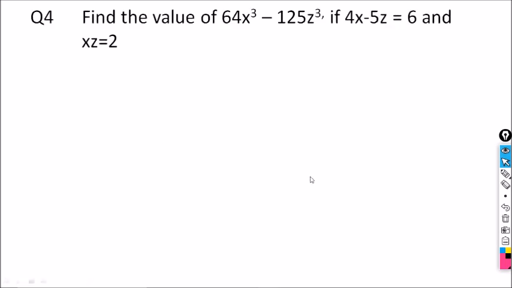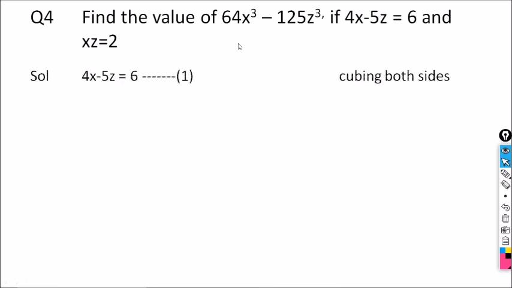Now students, let us try one more problem related to these identities. Now here the question is asked: find the value of 64x³ − 125z³ if 4x − 5z is given 6 and the value of xz is given 2.